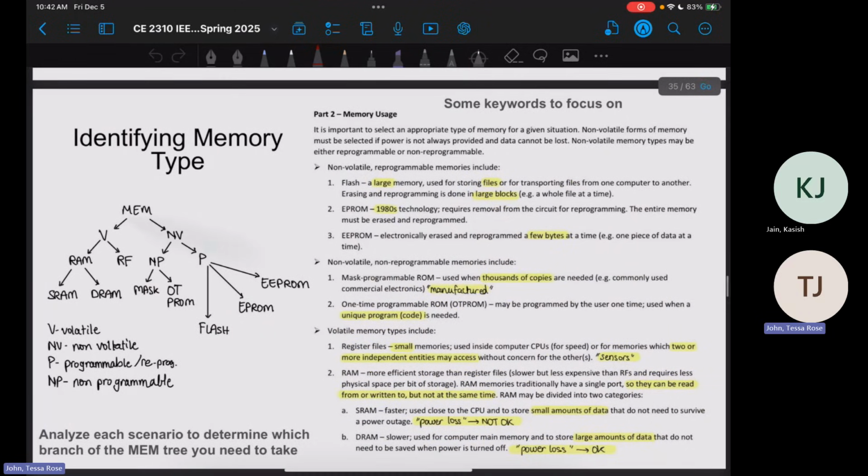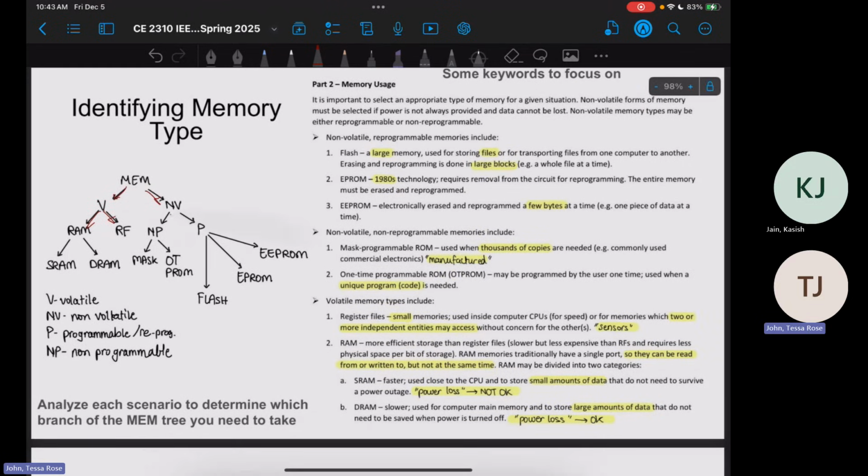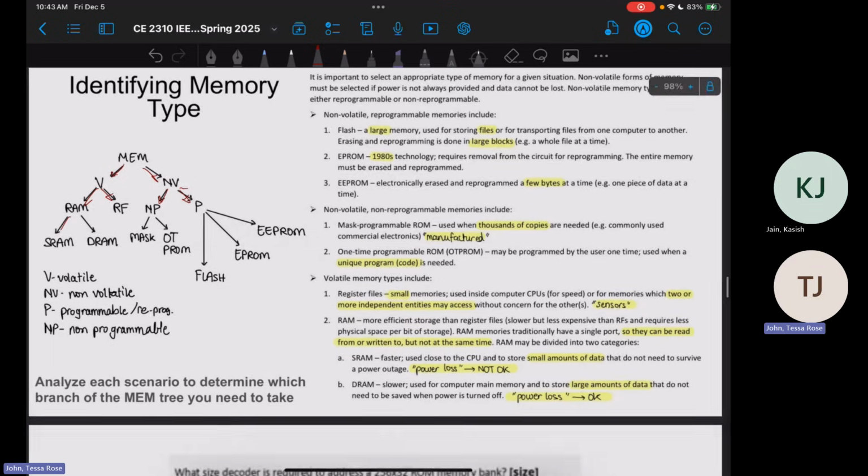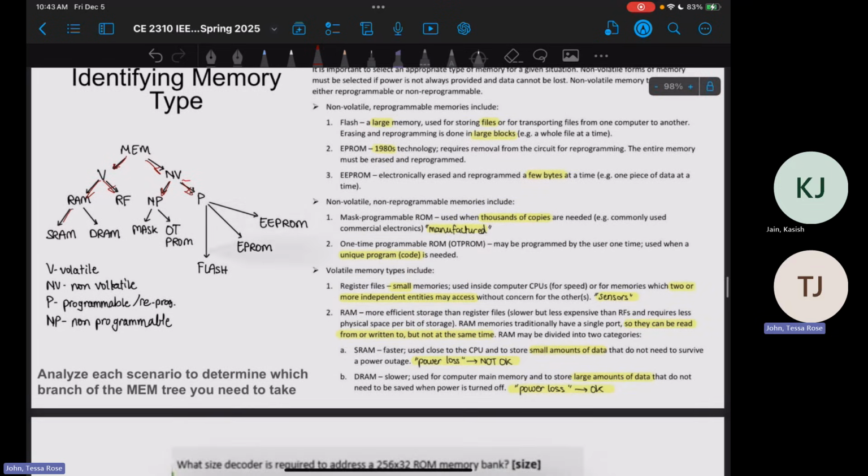So memory, there are 2 big topics, right? Volatile and non-volatile. Volatile has 2, the RAM and the RF. The non-volatile has the programmable and non-programmable. There are 2 types of RAM, SRAM and DRAM. The RF is just 1. The non-programmable has 2, mask and OTP. The programmable has flash, EPROM, and EEPROM.